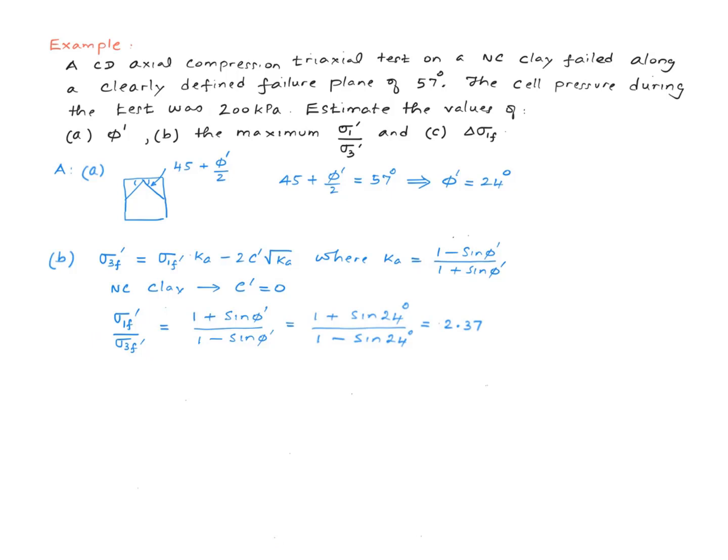Alright, so now we have a value for the friction angle phi prime, which is 24 degrees. So you substitute that in here, and I get a ratio of 2.37.